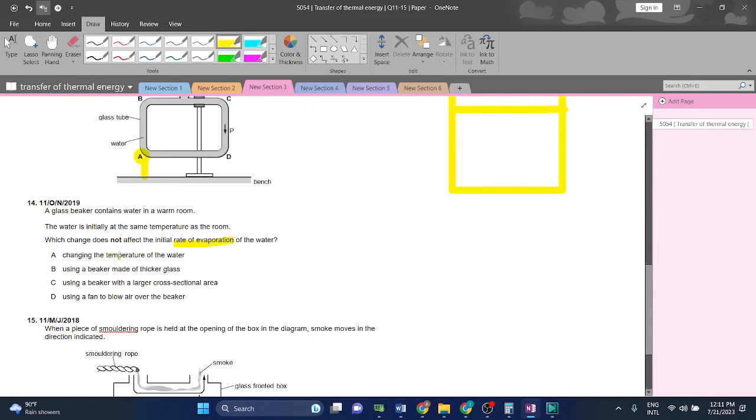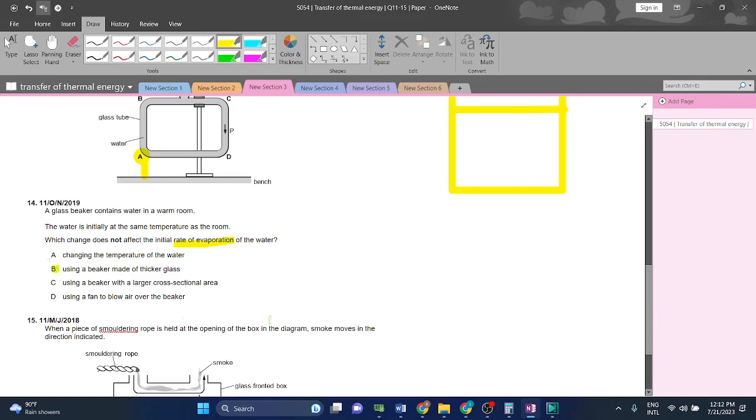A, changing the temperature of water. अगर टेम्परेचर लोअर करेंगे तो evaporation will reduce और टेम्परेचर को ज्यादा करेंगे तो evaporation will increase. That means this will affect the rate of evaporation. B, using a beaker made of thicker glass. Using a beaker made of thicker glass will not affect any sort of evaporation because that is not what evaporation is dependent on. Evaporation is dependent on the three things which I just told you, and the three things are mainly in the O levels course. So B will be the answer.